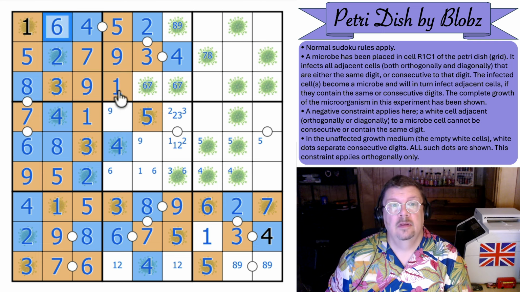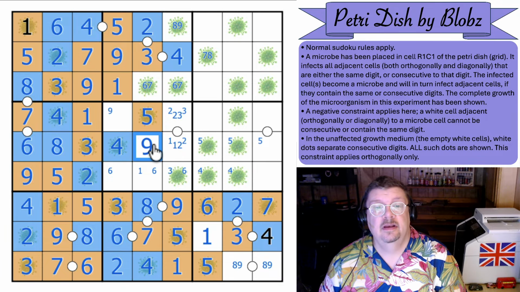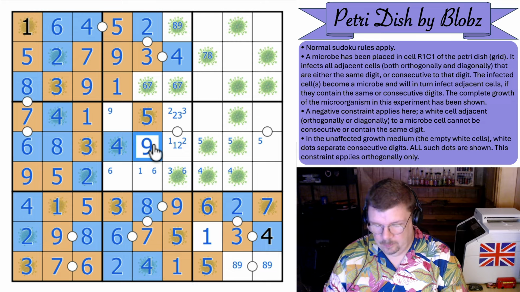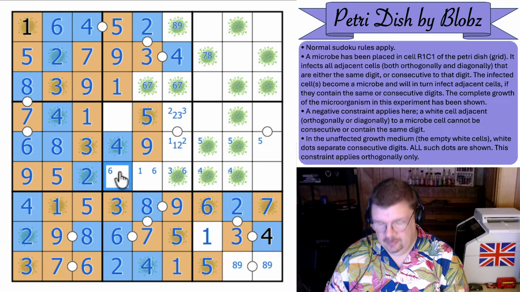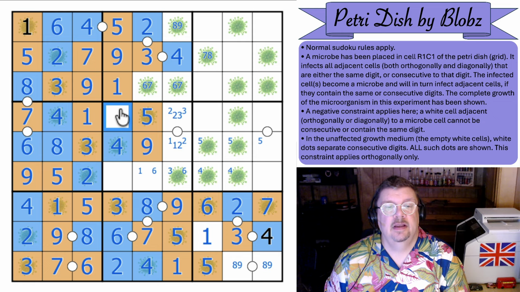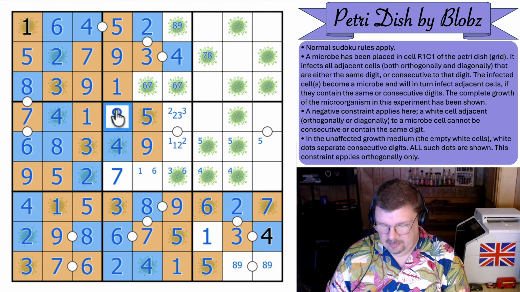That 1 is looking down there. That's a 2. That's a 1. That 9 is looking down there. That is a 9. In this column, I need an... Oh, no, that's not a 6. I need a 7 and an 8. So that's a 7 and that's an 8.